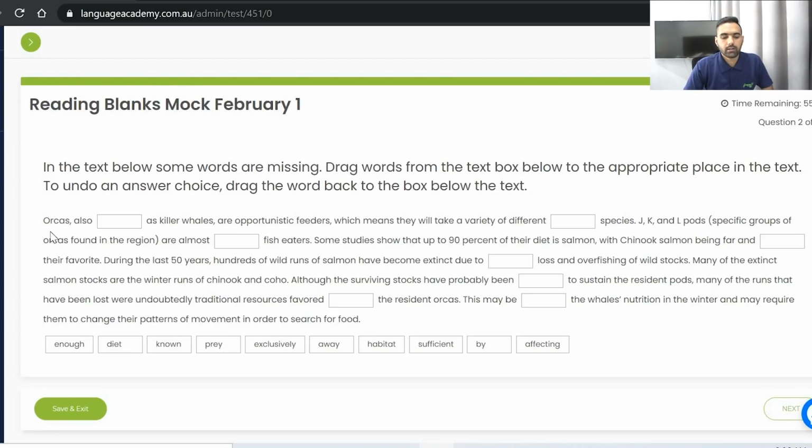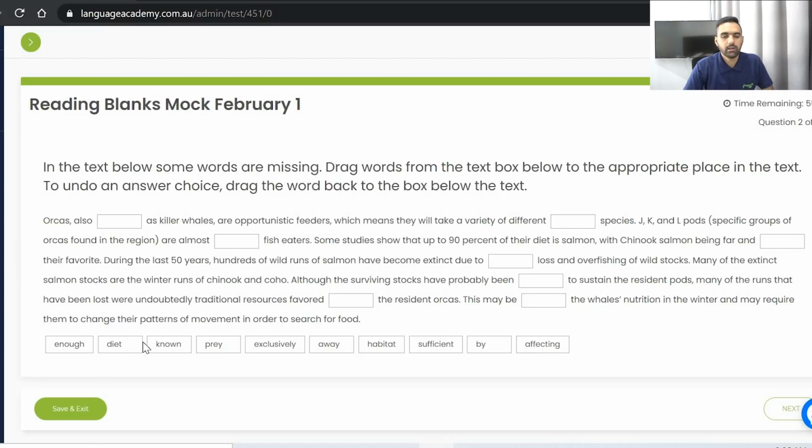Alright, let's have a look at number 2 now. Orcas, also dash as killer whales, are opportunistic feeders, which means they will take a variety of different dash species. J, K and L pods, specific groups of orcas found in the region, are almost dash fish eaters. Orcas also dash as killer whales.